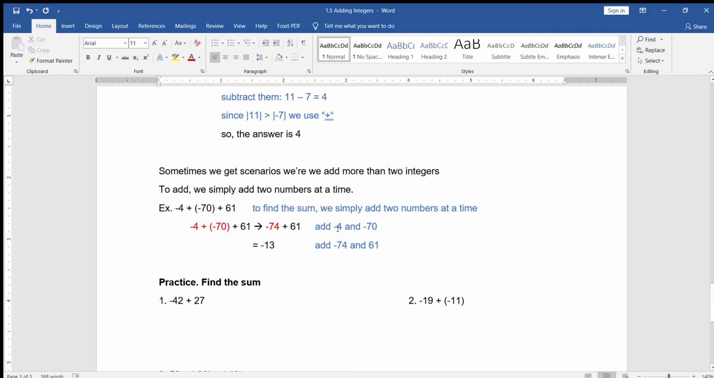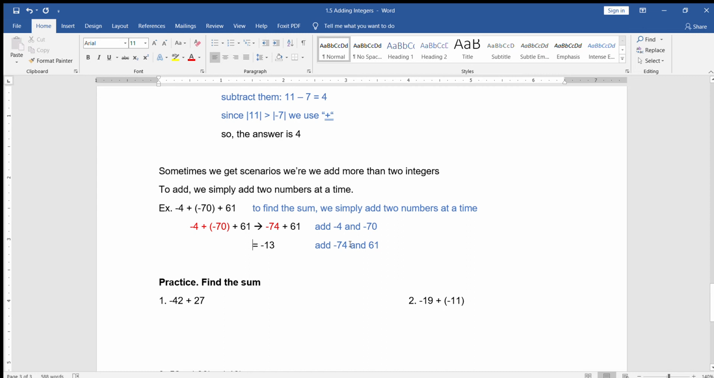So what is negative 4 plus negative 70? Well, they're the same signs, and we're going to add the absolute value of 4 and 70. So 4 plus 70 is 74, and the sign they share is negative, so that means your answer is negative 74. 61 stays as is because we're not adding anything. So now we're just going to add negative 74 plus 61.